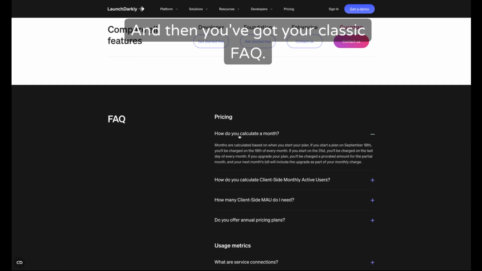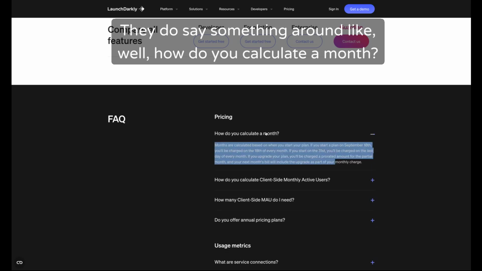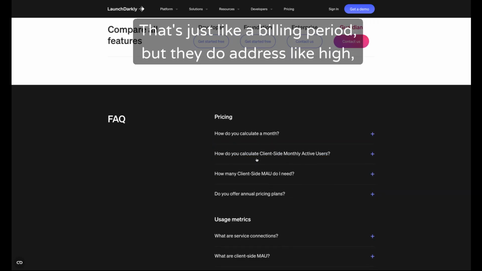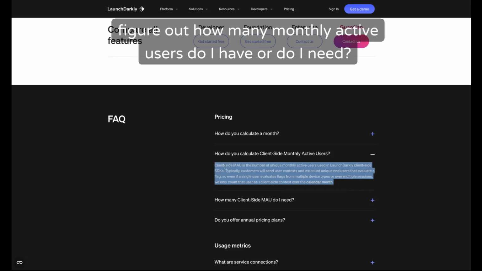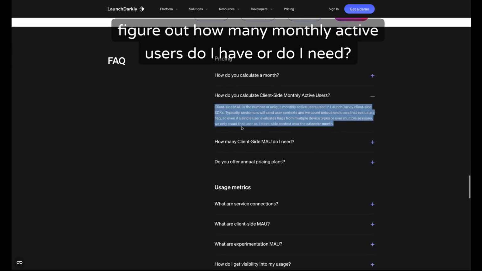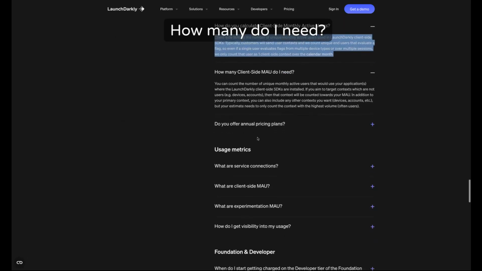And then you've got your classic FAQ. They say, how do you calculate a month? That's just a billing period, but they do address how do I figure out how many monthly active users I have or I need? How do you calculate it? How many do I need?